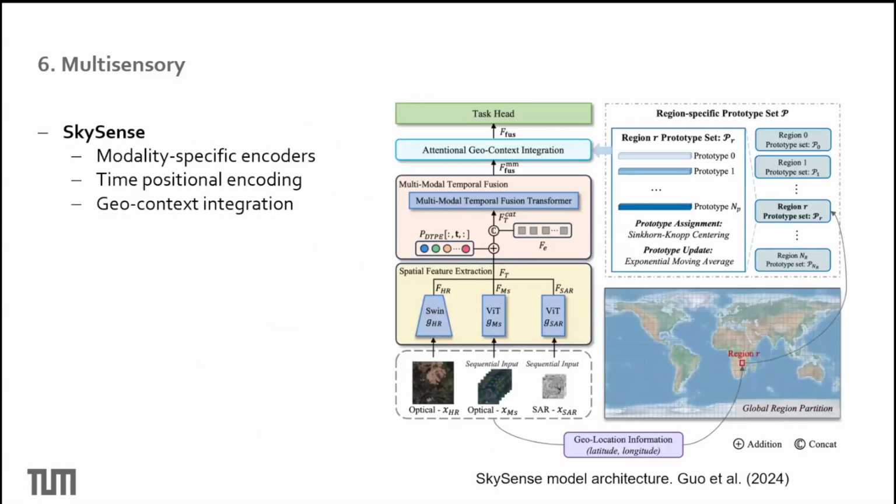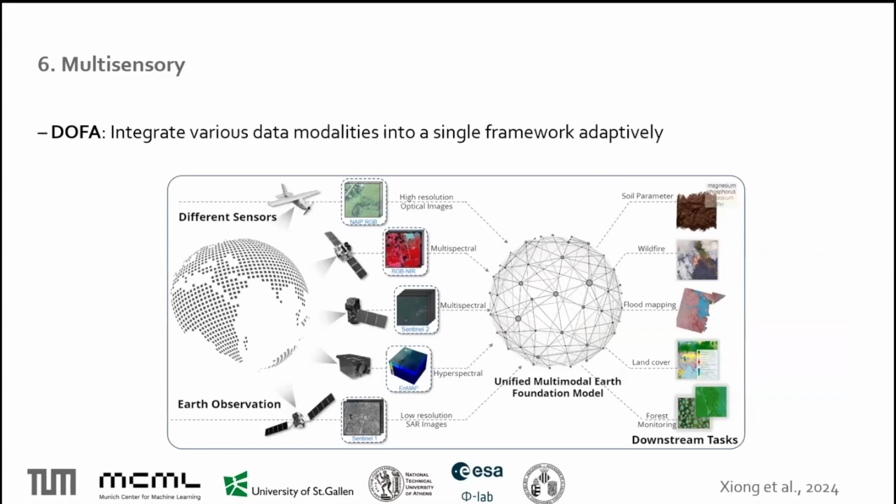SkySense is a very powerful model because they have actually characterized a few of these must features I have mentioned before. But when we talk about multimodality, you will see this is a typical way that you have multimodality-specific encoders. Then you try to put them together, then you try to learn your representation together. And of course, an alternative would be like DOFA I introduced before, where we try to use a hypernetwork to harmonize the tokens before the training process.